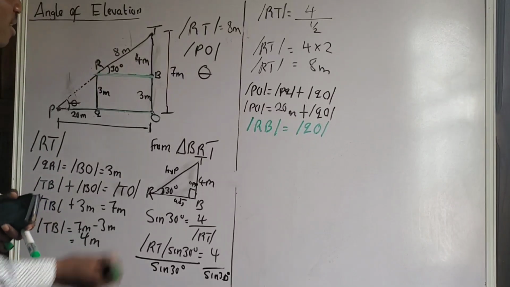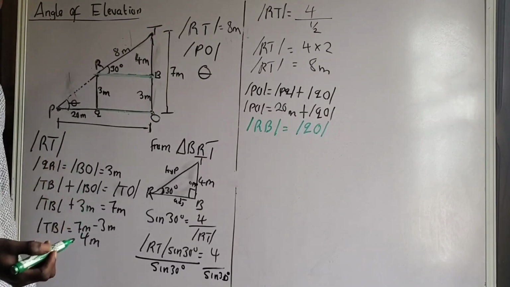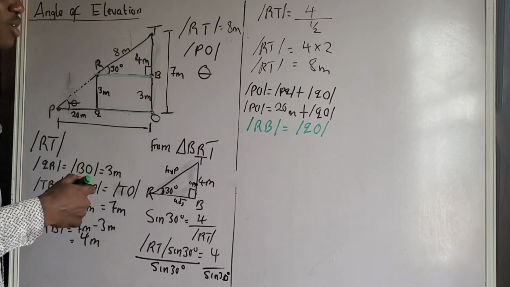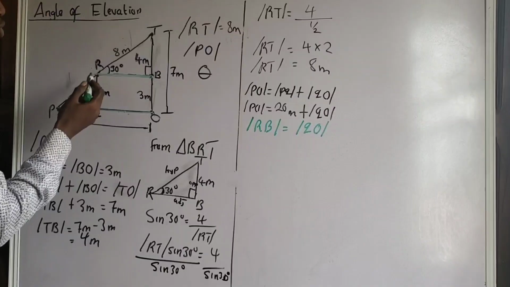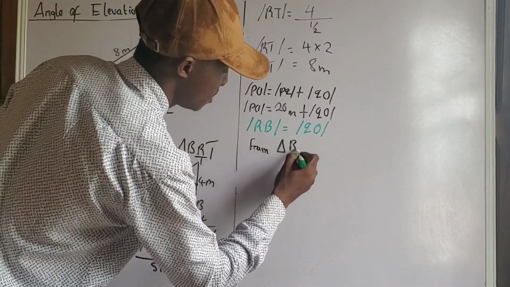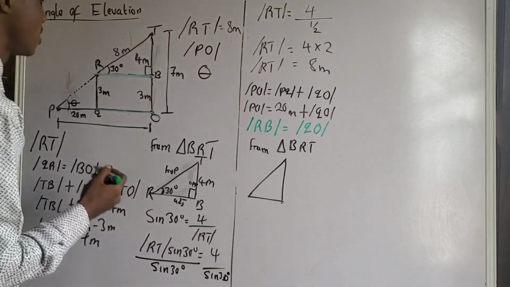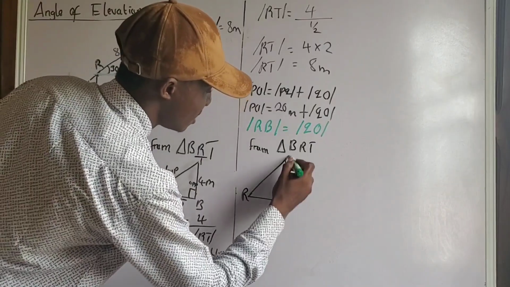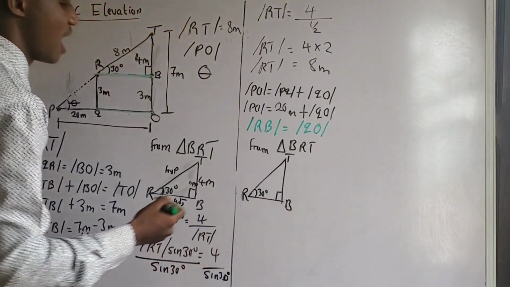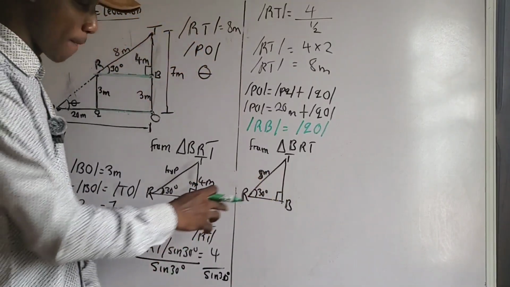To get the value of line RB, we are going to make use of trigonometric ratio or Pythagoras theorem. You can use any of them. Are you getting it? So you can use any of them. Don't mind. But for this, I'm going to make use of trigonometric ratio. Let us bring out triangle BRT. Triangle BRT. This is R and this is B. This is T. This is 30 degree. This is 90 and this is 8 meter. Okay, 8 meter.